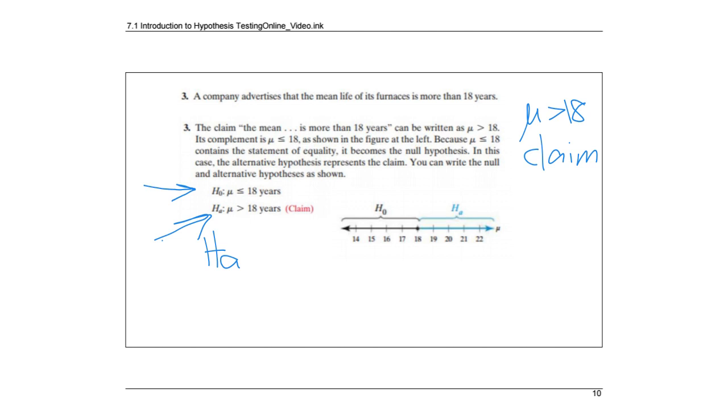And so again, when we look at our number line, our null hypothesis is less than or equal to 18. So it includes 18, and it heads to the left because it's all the numbers less than or equal to. That's my null hypothesis. And then my alternative starts just above 18 because I want greater than. I don't want to include 18, but I want greater than. And so that is my alternative hypothesis.